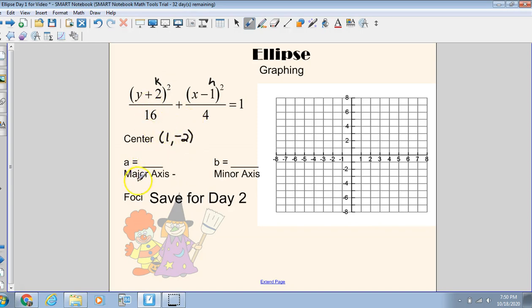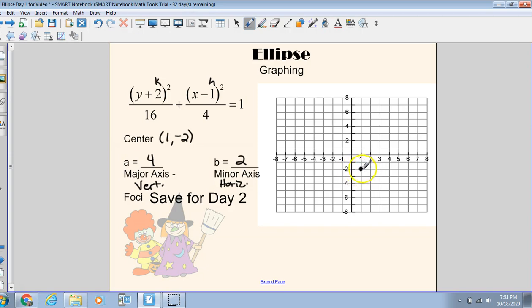The major axis here is vertical, and the minor axis is horizontal. And our a squared is 16, so that means a is 4. B squared is 4, so that means b is 2. So to graph, we would go to our center point, which is at (1, -2), and figure out how much we're going left and right, how much we're going up and down.